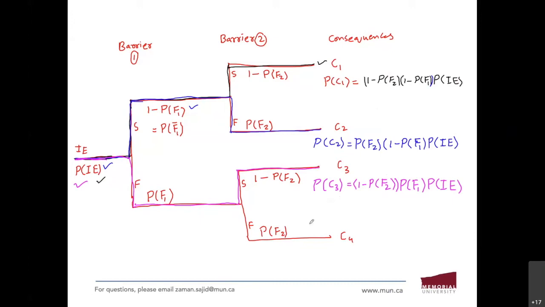Now similarly, if I want to find out the probability for my C4, I start from here. The first probability I am receiving is P of F2, so that should be your P of F2 multiplied by, I'm going next, and this is the probability that I have, probability of F1. And then we keep going until we reach our initiating event. So the probability for the initiating event is P of IE, so that should be multiplied by the probability of your initiating event.